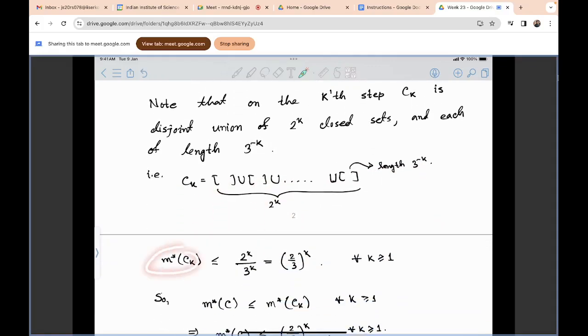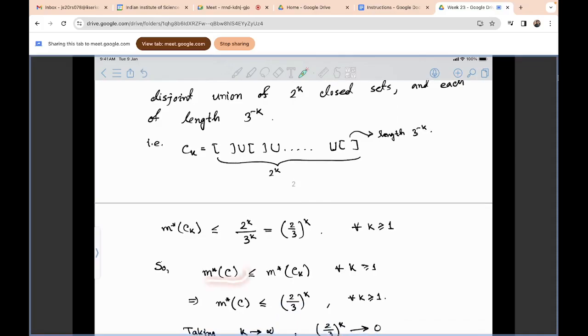So what is the outer measure of C_k? This is the infimum of the sum of lengths of open intervals covering it. So the outer measure of C_k will be at most the total length of this set. It is 2^k closed sets, each of length 3^{-k}, which is (2/3)^k. And this is true for all k at least 1.